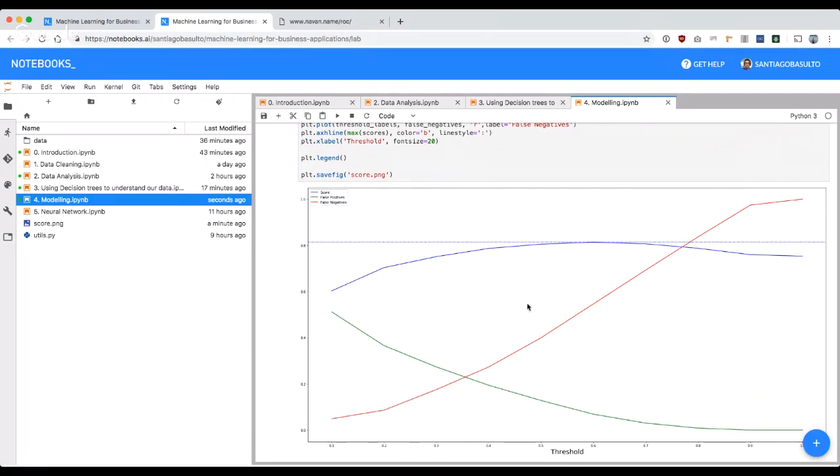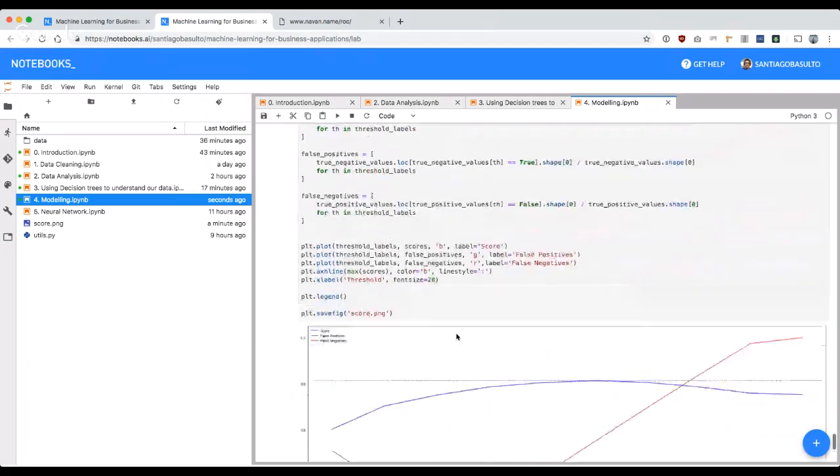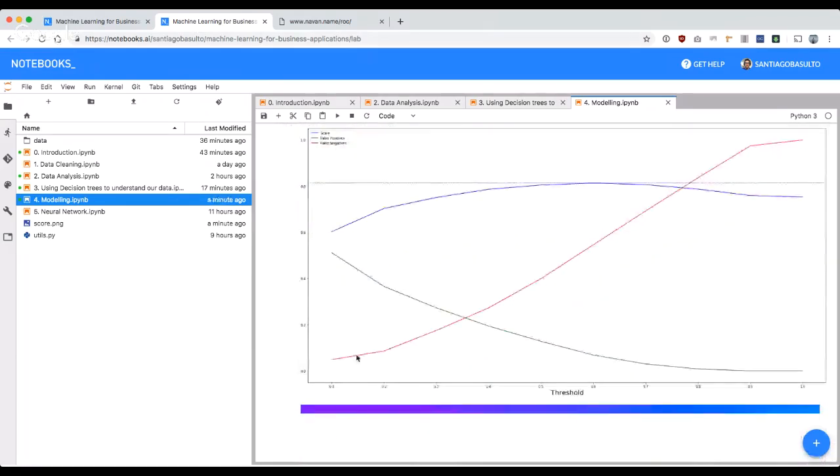The overall score, you will find the best one is probably here at 0.6 or 0.5. And then you have the false positives in green and false negatives in red. And false negatives are going to be very important because, again, we want to keep these low. So we see that having probably a value of 0.3 gives us the best balance between false negatives and a good prediction score.